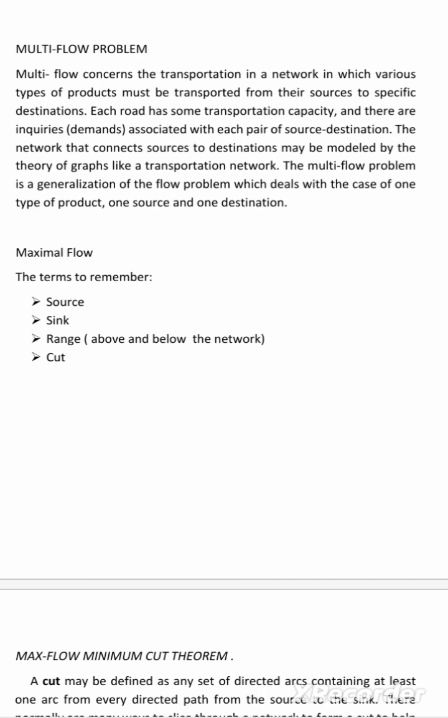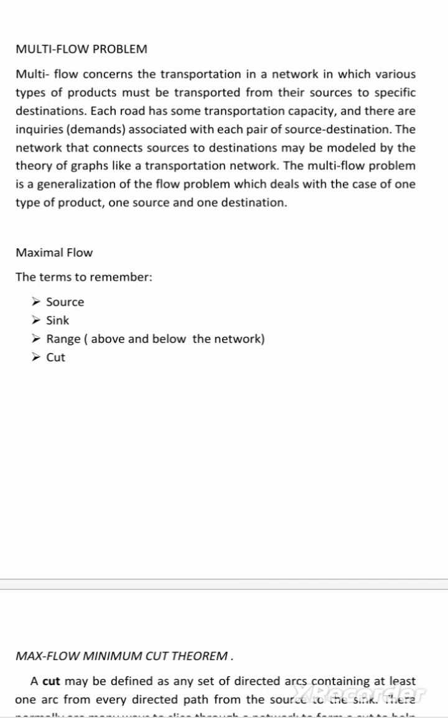From the definition, multi-flow concerns the transportation in a network in which various types of products must be transported from their sources to specific destinations. Each road has some transportation capacity, and there are demands associated with each pair of source to destination. The network that connects sources to destinations may be modeled by the theory of graphs, like a transportation network.